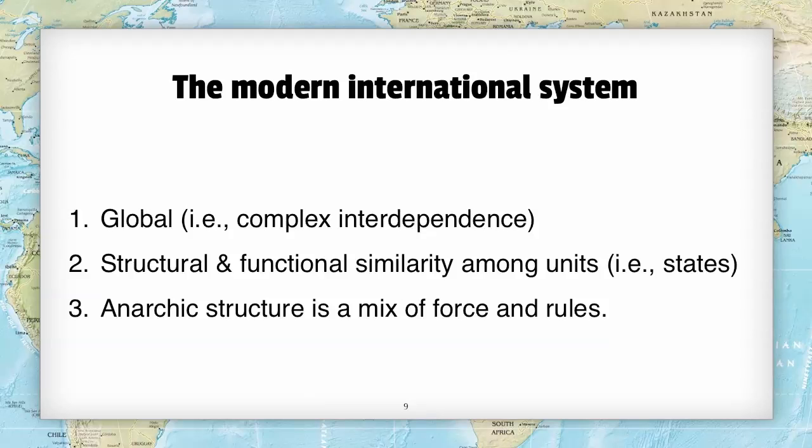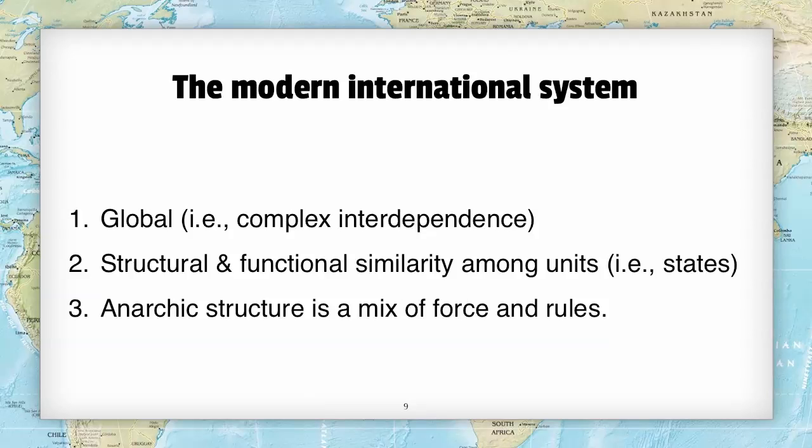The modern international system, the thing that distinguishes the system today from all those various systems in the past, is, first, this is truly the first global international system. In other words, it covers the entire planet. And it has grown in terms of complexity.